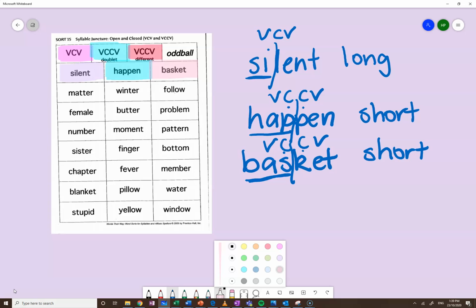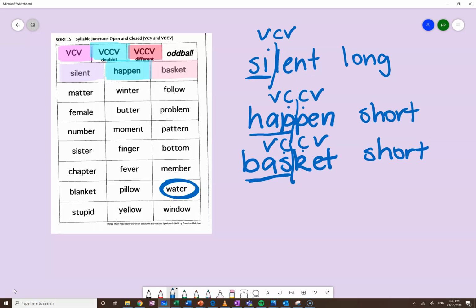Now, I'm going to give you a little clue this week about the oddball, because I know that can be tricky. The oddball this week is water. Now, I'll give you a clue. It does follow one of the spelling patterns. You can identify the syllable juncture. So I wonder what it doesn't have that the others do to make it an oddball. You're going to answer that question for me.